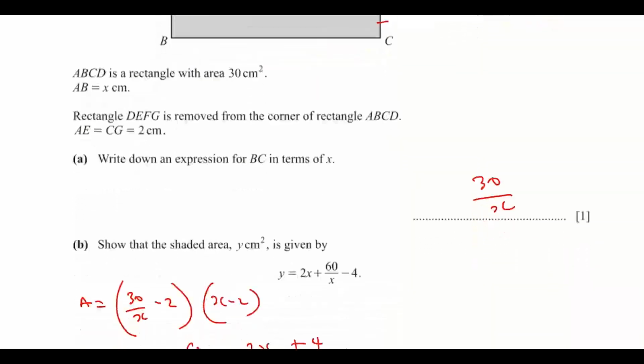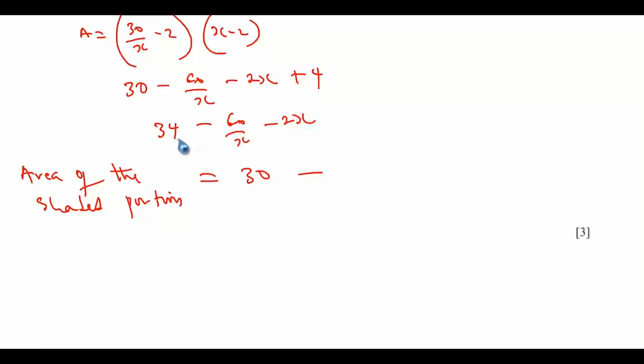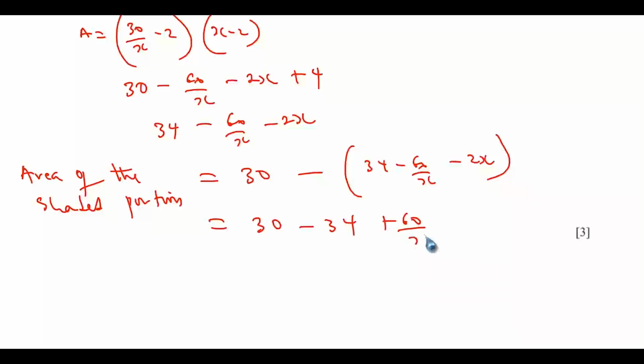To get the area of the shaded portion now, it will be equal to the area of the whole rectangle, which is given as 30 centimeters squared, minus the area of the rectangle that was removed. We can put this in a bracket: 34 minus 60 over x minus 2x. If we expand the bracket, we have 30 minus 34, then plus 60 over x, then plus 2x.